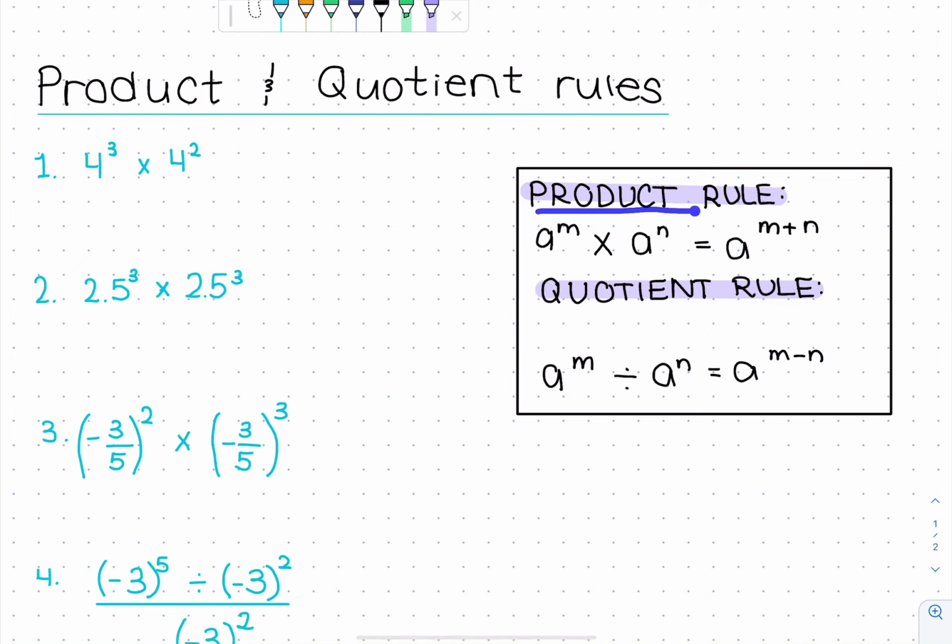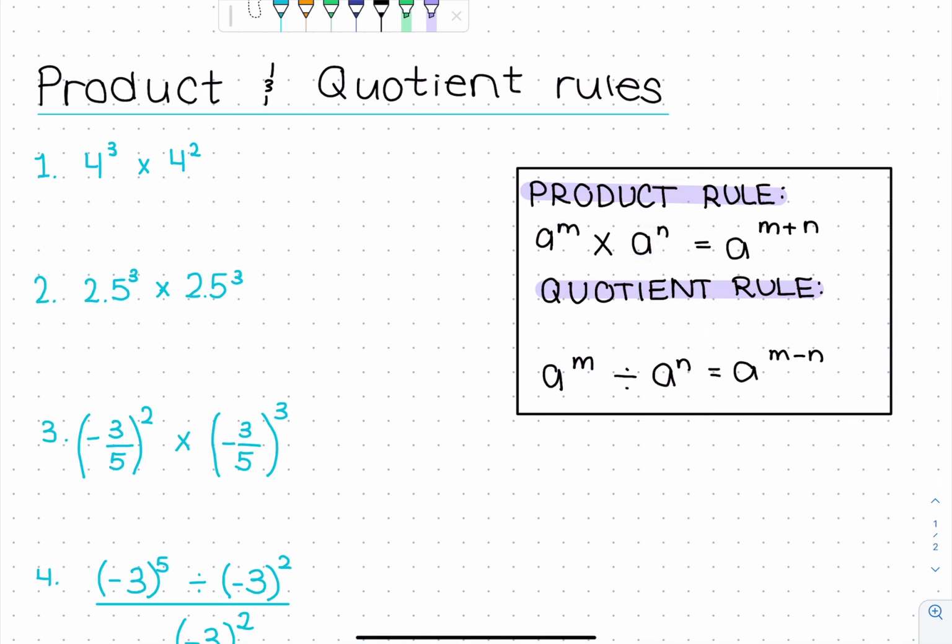So we have the product rule, which is what happens when we multiply two exponents together. As we can see here, a^m times a^n is equal to a to the power of m plus n. So that tells us that when we are multiplying an exponent with the same base, so that's very important, the bases are the same, you can add the two exponents.